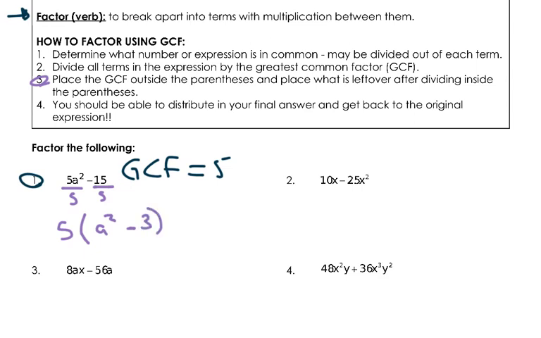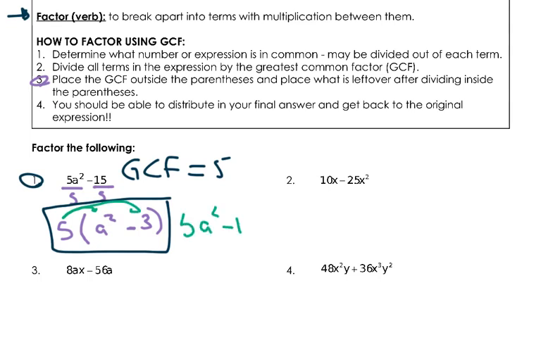Okay, this would be my answer, and if I were to check, and I were to distribute the 5, I would get 5a squared minus 15, which is the original expression that we already had. Okay, let's look at number 2.